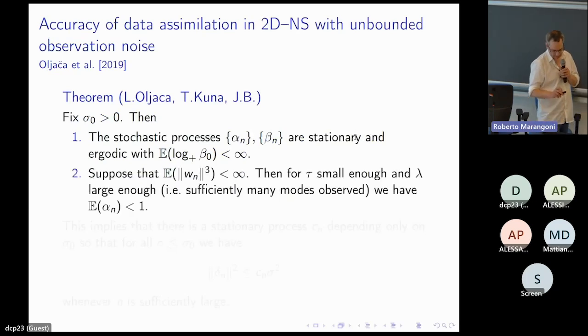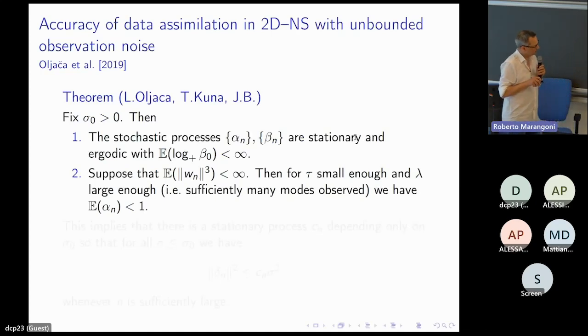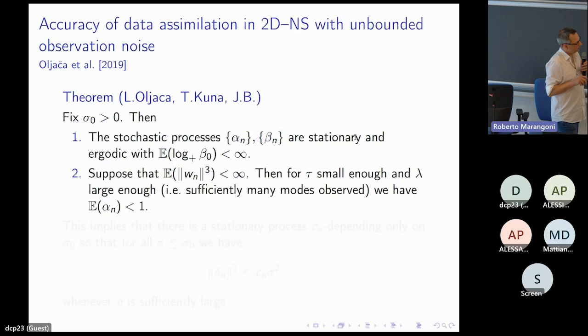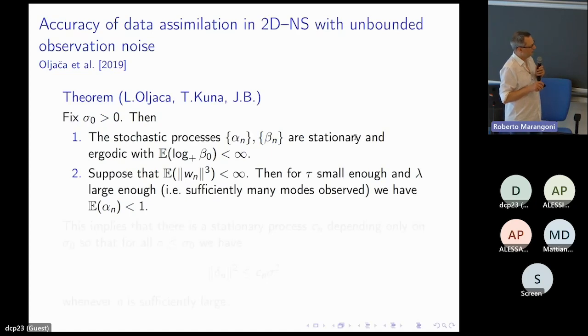And also now let's talk about alpha. Suppose the third moment of the noise is bounded. Of course, this is true if you have a Gaussian noise, for instance. Then if tau is small enough and lambda is large enough, that means you observe sufficiently many modes, then the expected value of alpha n is smaller than 1. And this is what you need.